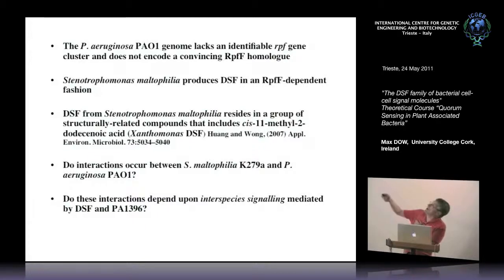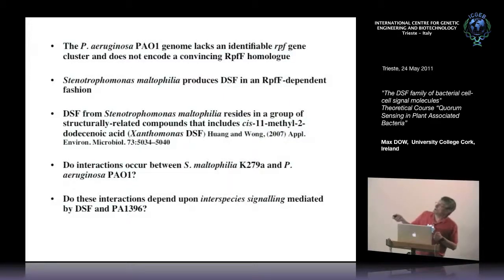Now, what we wanted to try and find out was, would this organism respond to DSF? And we're too tight in Ireland to do transcriptome profiling, just throwing DSF at things and seeing what happens. So we had to think of a cheaper way of doing this. And so what we thought we'd do is try to use an organism that generates DSF, Stenotrophomonas maltophilia, together with Pseudomonas aeruginosa. They're both nosocomial pathogens, they both occur in the cystic fibrosis lung together, and they also probably occur in other environments together, both in humans and also in the wider plant environment, for example.